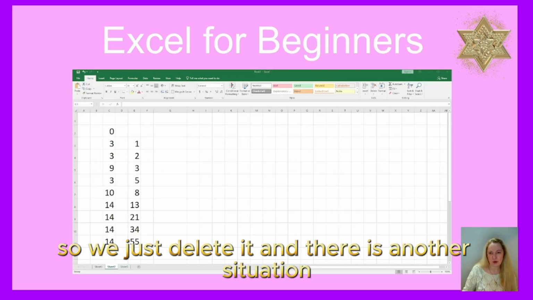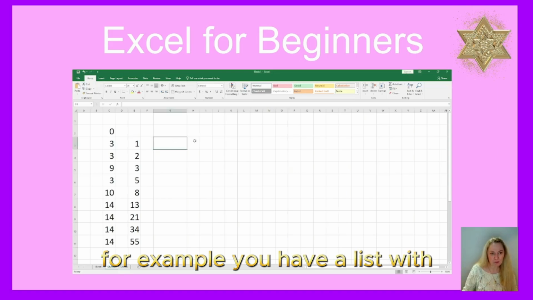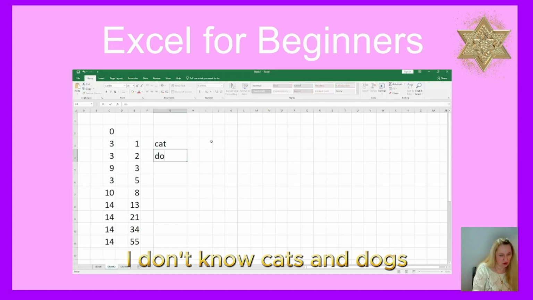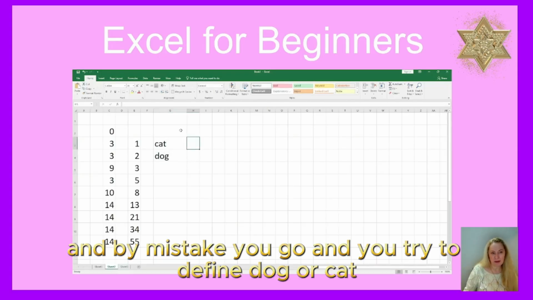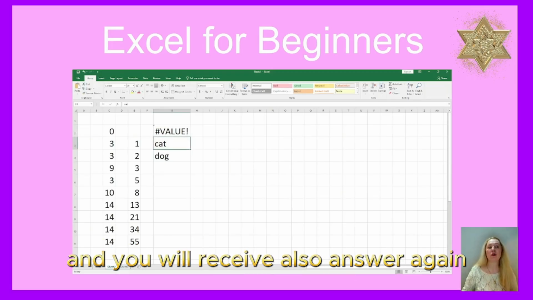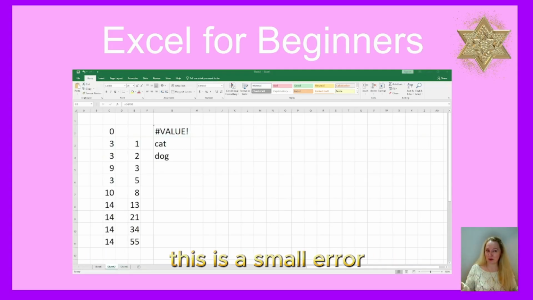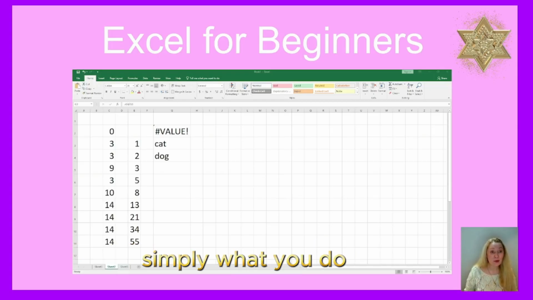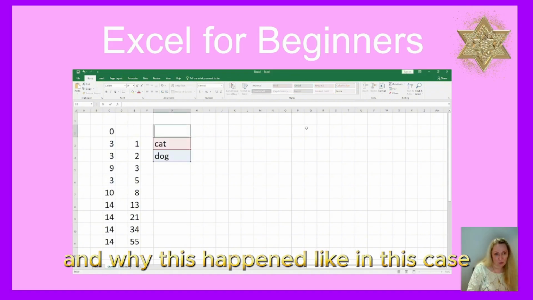And there is another situation. For example, you have a list with, I don't know, cats and dogs, and by mistake you try to divide dog by cat, and you will receive also this answer. Again, this is a small error. You cannot divide something that is not a number. Simply what you do, you go, you check, and you will find why this happened, like in this case.